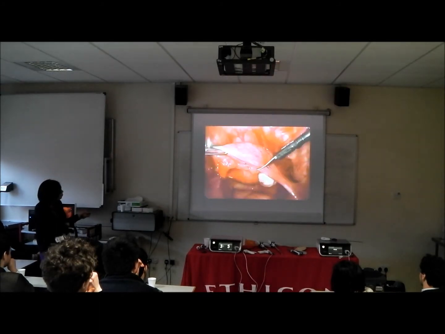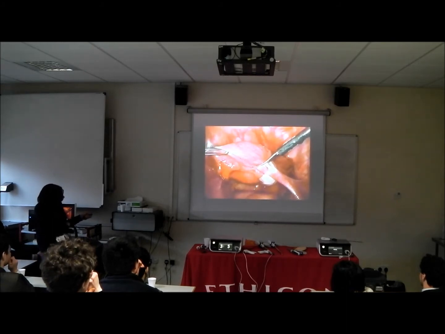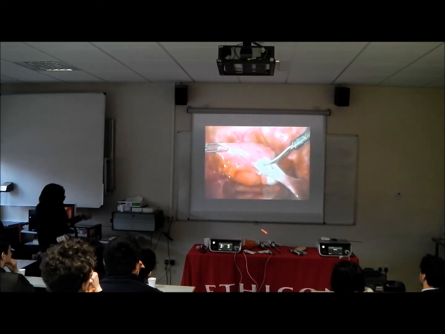So now what we need to do is remove this. I'm using electric current here. See, I'm coagulating and cutting at the same time. So first I'll coagulate. Once I've coagulated it, all the proteins become denatured. The blood clots.